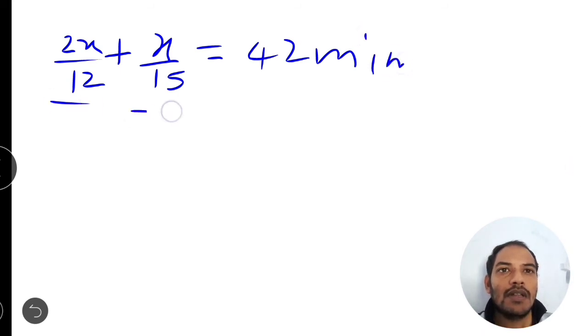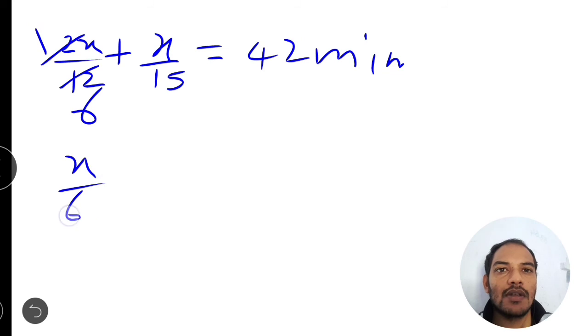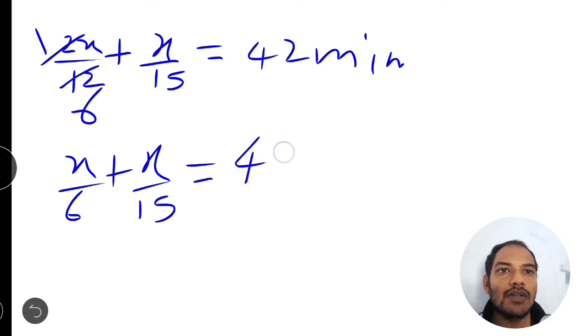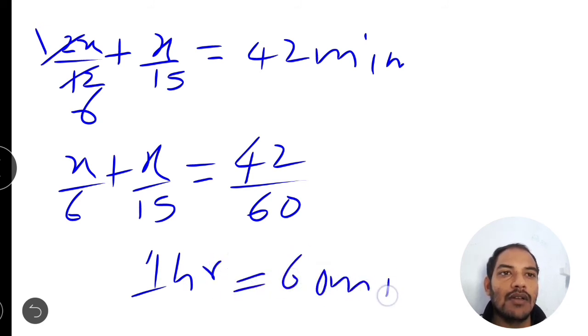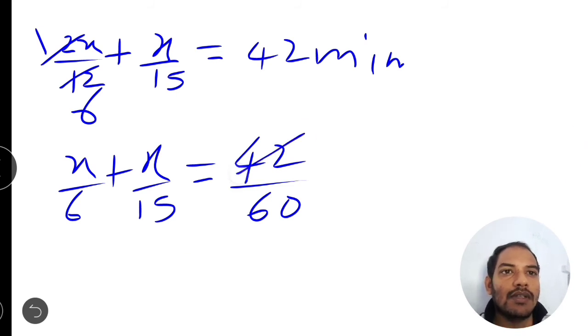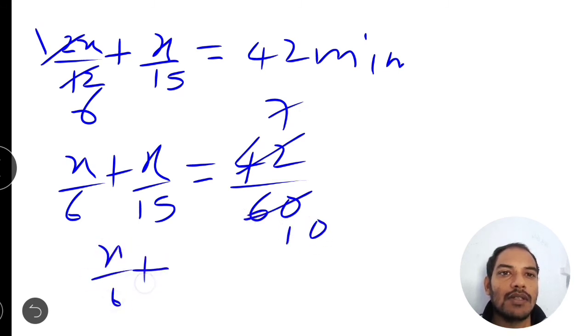But these two times are in hours, while the total time is in minutes. So change the minutes to hours. Before changing that, we can cancel here: 2 ones are 2, 2 sixes are 12, so x by 6. So x by 6 plus x by 15 equals 42 minutes. So 42 divided by 60, because 1 hour is equal to 60 minutes, so minutes convert into hours. Here 6 sevens are 42, 6 tens are 60. So x by 6 plus x by 15 is equal to 7 by 10.